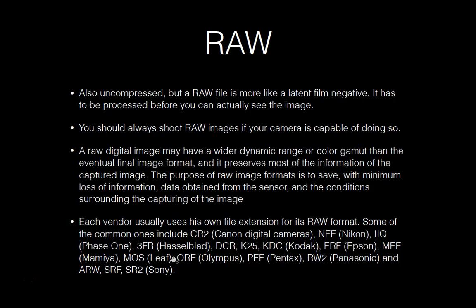A RAW file, which is very important, is uncompressed. It's more like a latent film image and has to be processed before we can see the image. You should always shoot RAW when you're shooting with your camera, if it's capable of doing so. Most photographs have 8 bits of information. A RAW file can have 16 bits, so you can have full range and get detail that you would not be able to get when shooting with just JPEG.